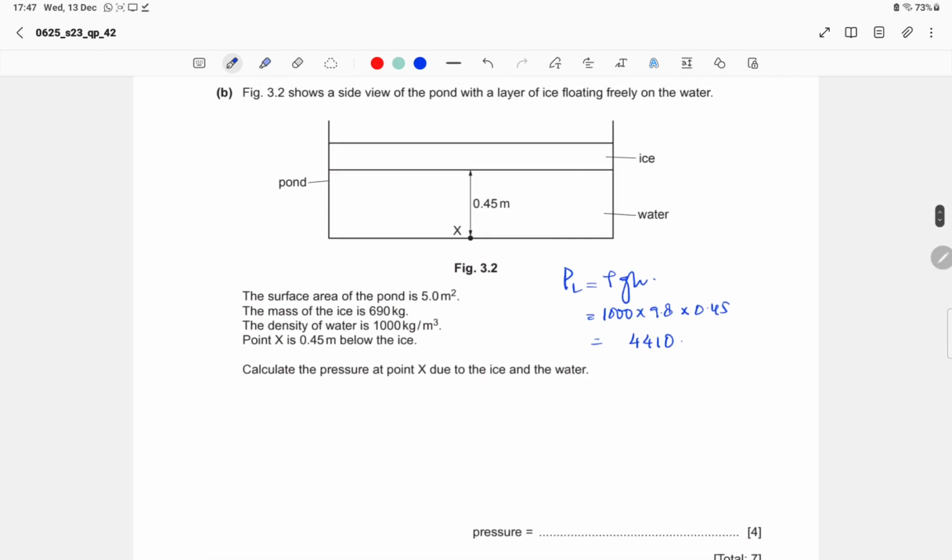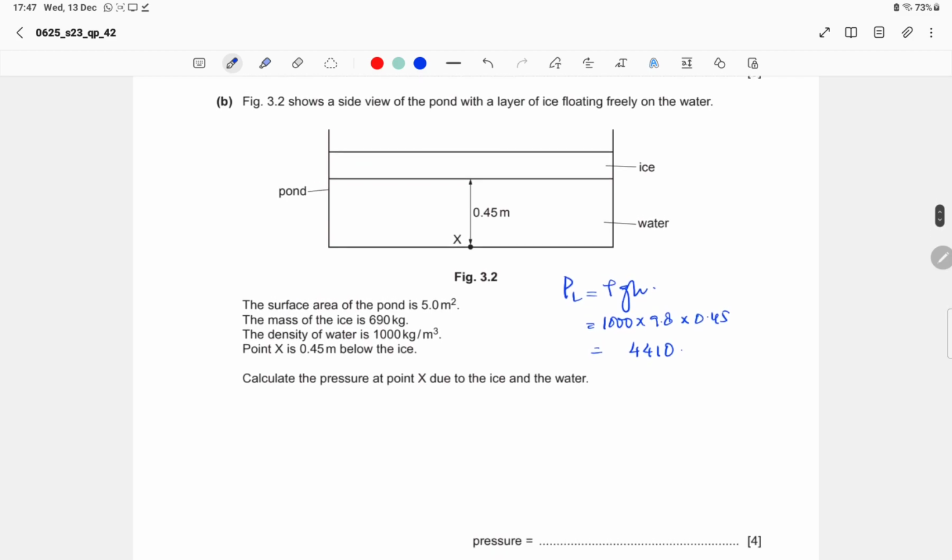Now you have to find out the weight of the ice. Okay, so the weight of the ice is what? Is mass into g, with 690 times 9.8. So this is going to be 1352.4 newtons.